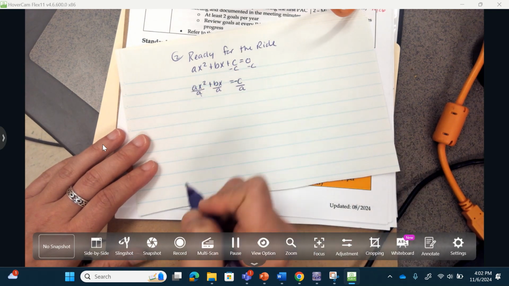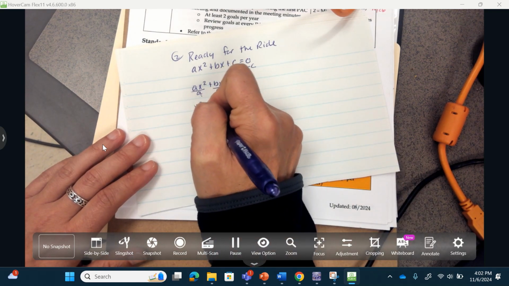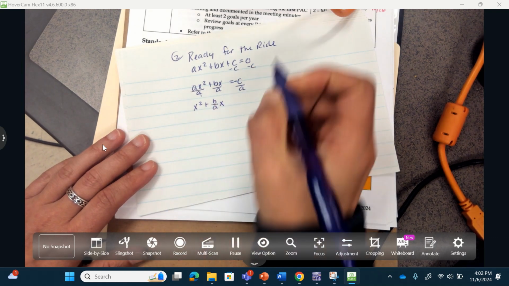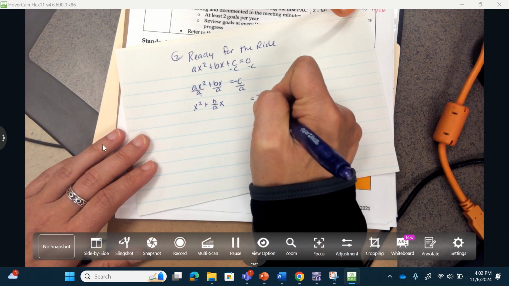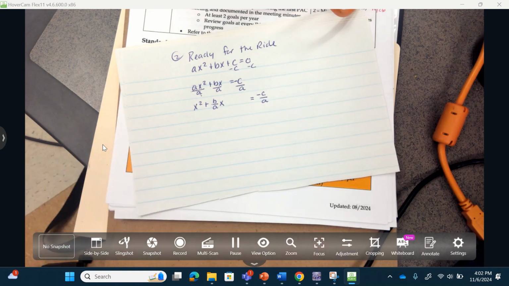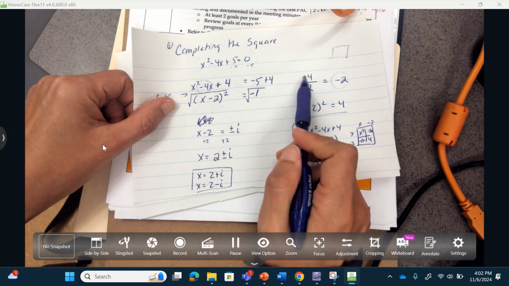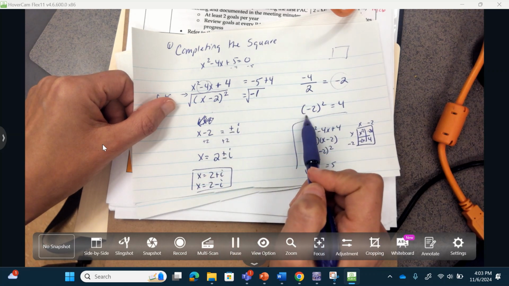Now here the a's cancel out, leaving me with x squared. Here I have not a great thing. I have a fraction there. And over here I have negative c over a. So I'm really not thrilled with this. And now you know why people don't usually cover it. Now the next step was to take the b value and divide it by 2 and then square it.